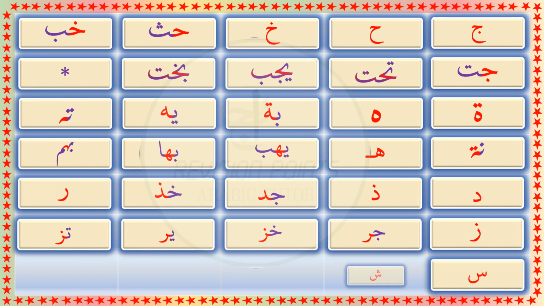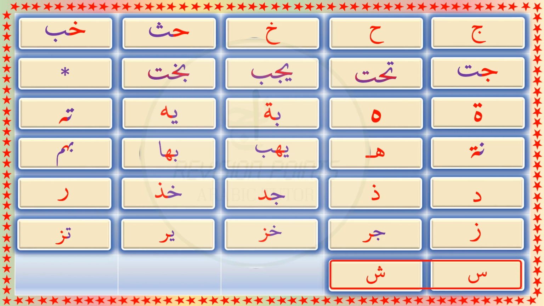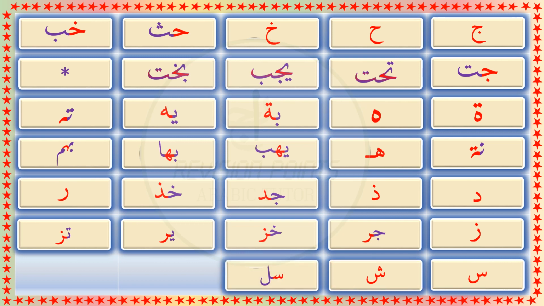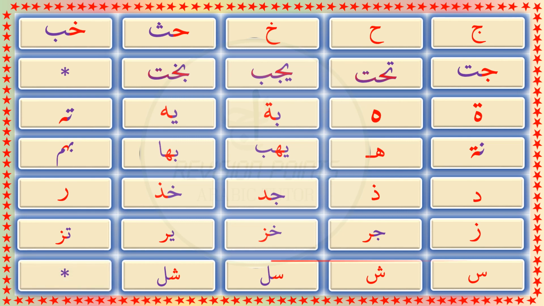Seen, Sheen. Now learn the shapes of Seen and Sheen. Seen Lam, Sheen Lam. And these are the shapes of Seen and Sheen.